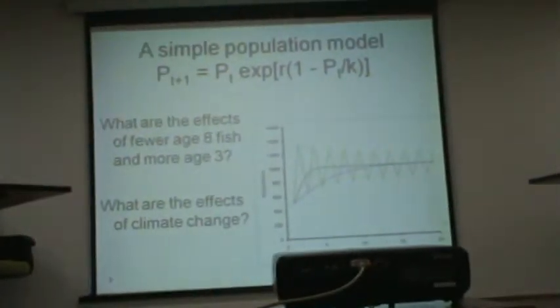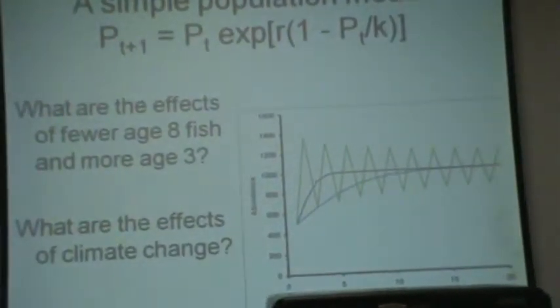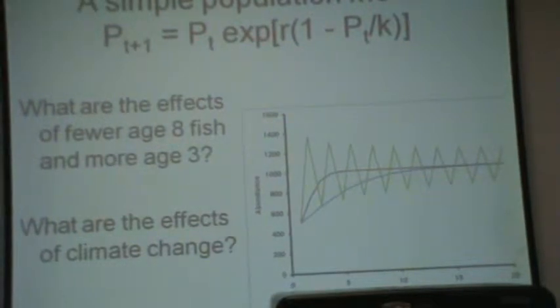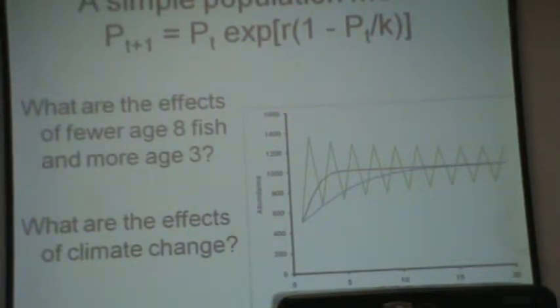So for example, with this simple population model, what if the question you were trying to answer is, what are the effects of having fewer fish that are age 8 and more that are age 3? Well, you can't answer that question because the age of the fish is not in this model. And similarly, if the question is, what are the effects of climate change? You can't answer that question with this model because there are no effects of the environment except through this carrying capacity parameter.